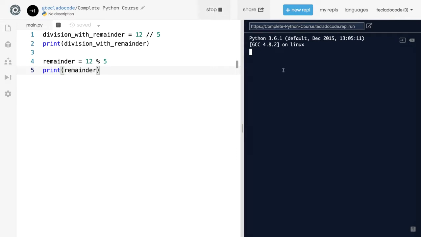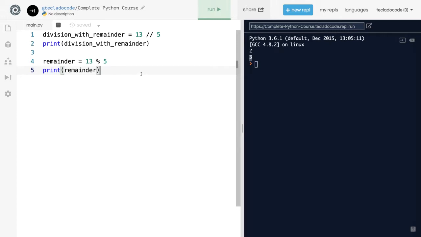So if we run this like that, you'll see that you get 2 in the first instance of 12 divided by 5, and then you also get 2, which is the remainder in 12 divided by 5 there. Now, if we change this to 13, you'll see that the numbers change. The first one will still be 2, but the second one will now be 3, because the remainder of 13 divided by 5 is 3.